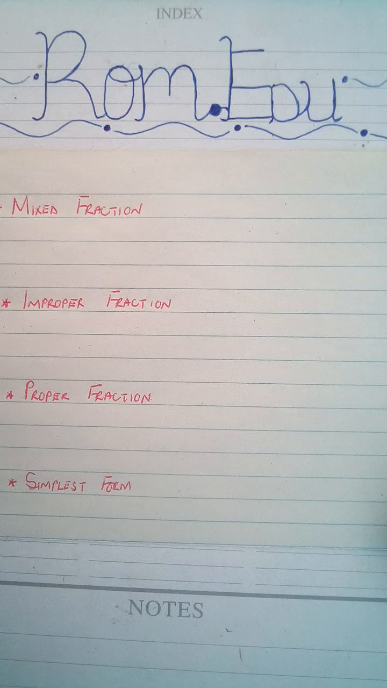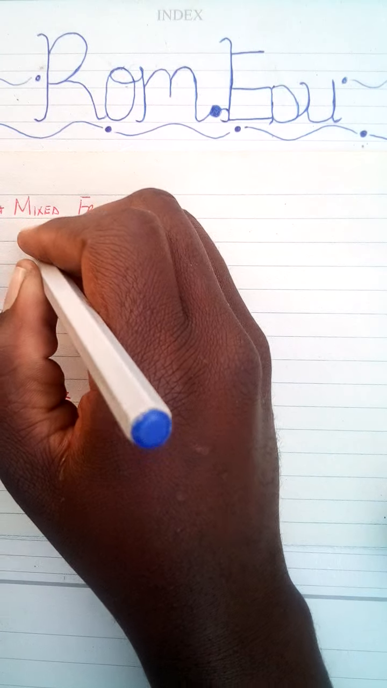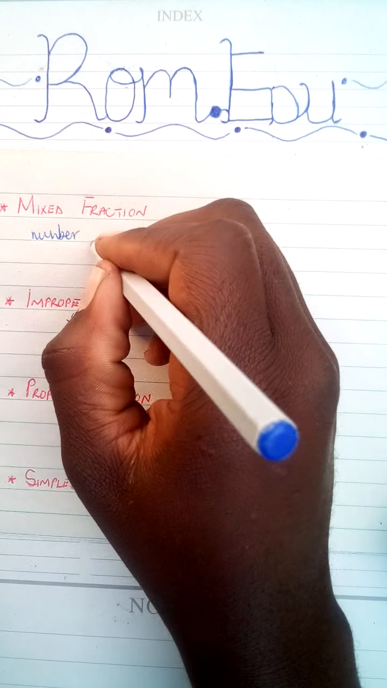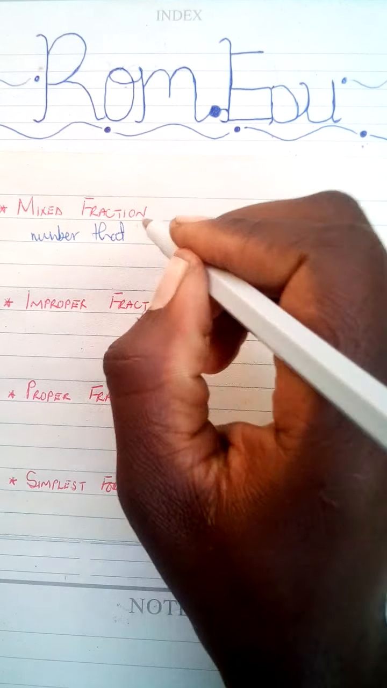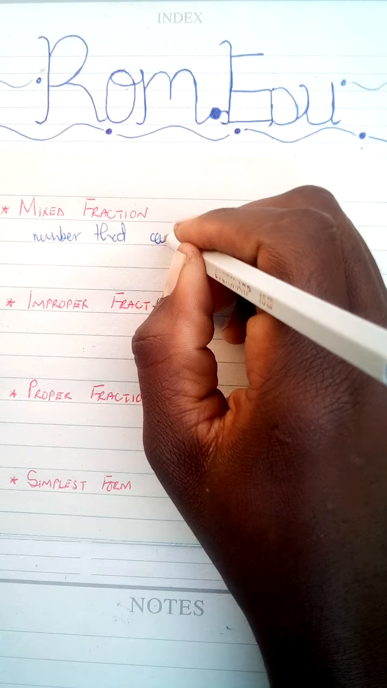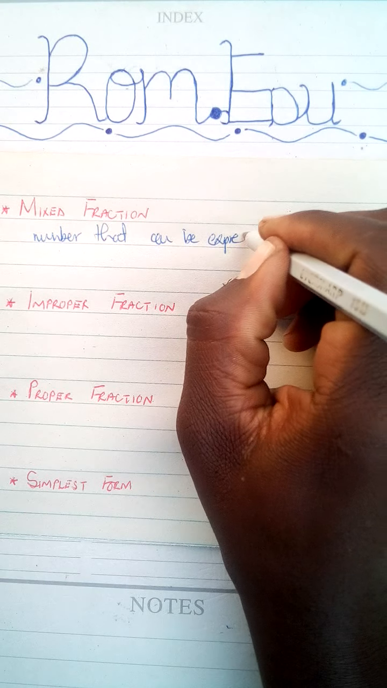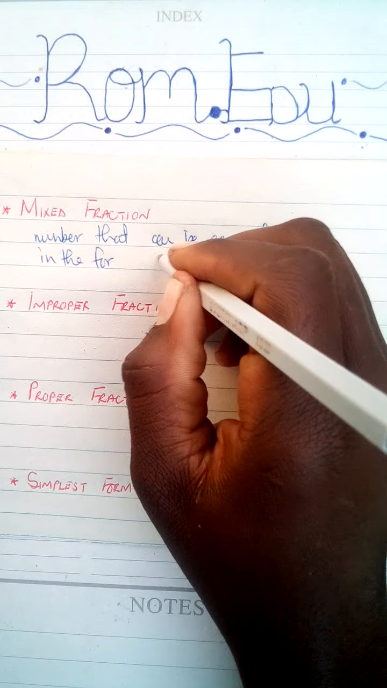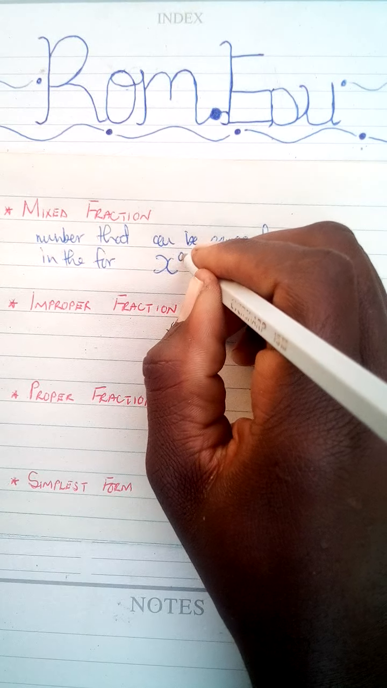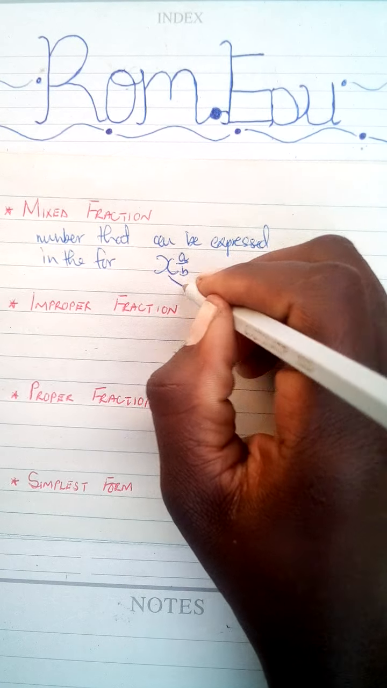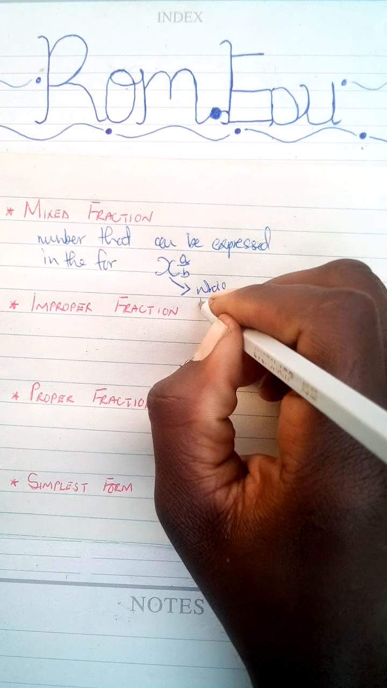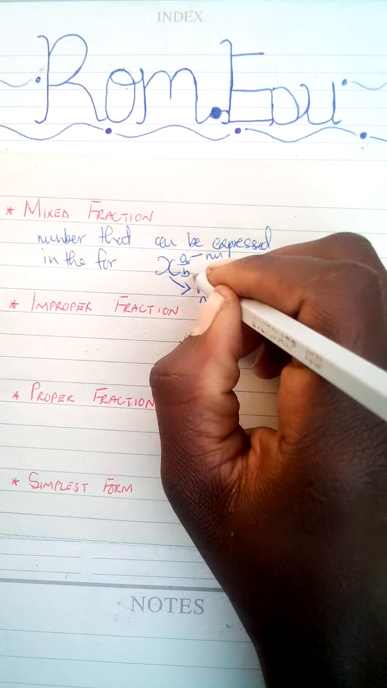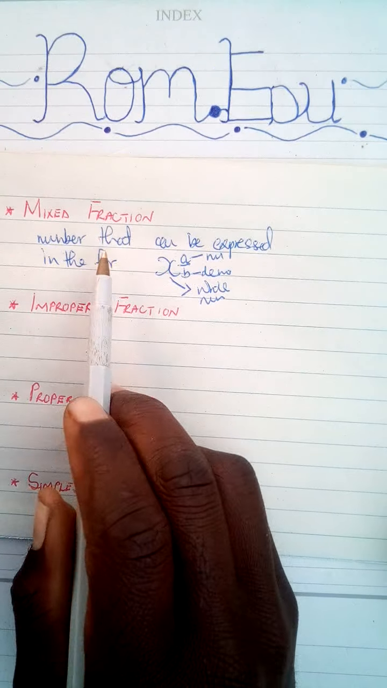The next definition that we're going to look at is of a mixed fraction. A mixed fraction is any number that can be expressed in the form, let's say, x a over b, where x is a whole number, a is a numerator and b is the denominator. So this is what we call a mixed fraction.